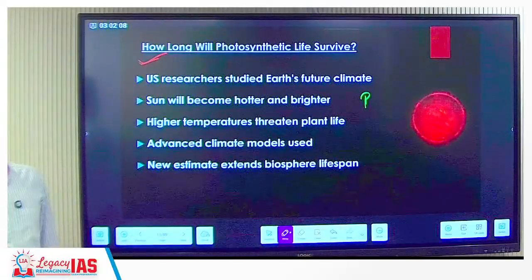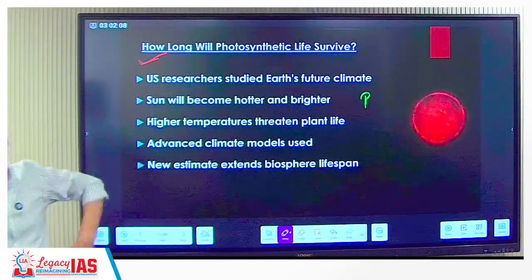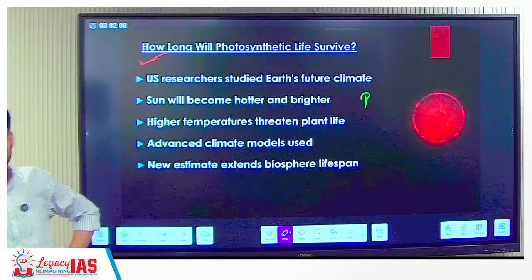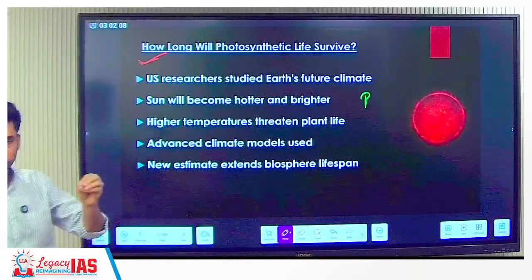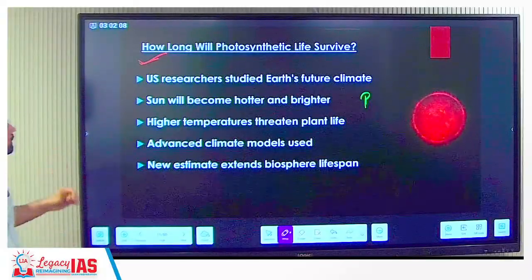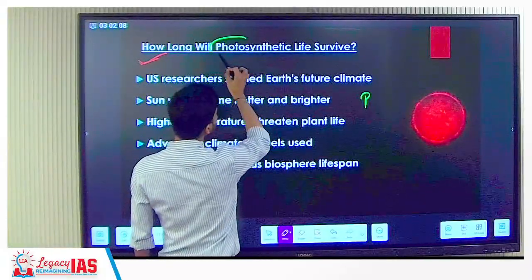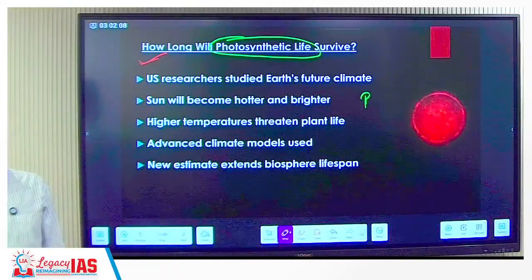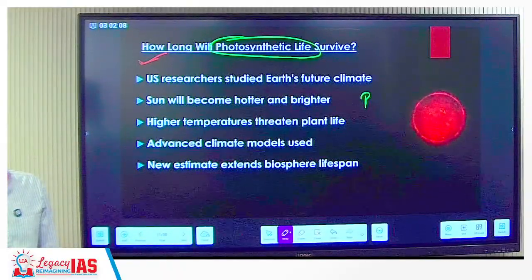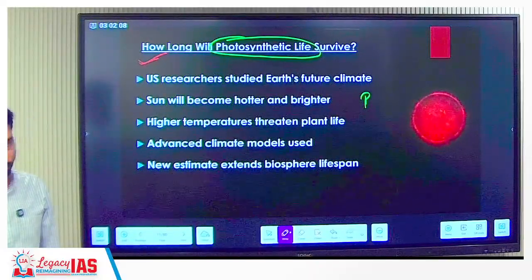Food. Where are we getting food from? Largely plants. If someone says I will eat meat only, then the animals also are depending upon what? Plants, grasses, flowers and all that. So if photosynthetic life ends on the earth, all the forms of life that we see today might also come to an end, because herbivorous species would die, carnivorous species would die, humans would also die.